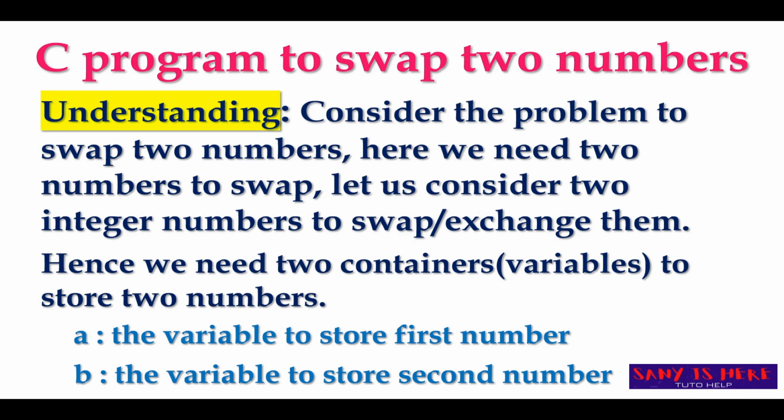Variable is a container where we can store numbers. Let us say A be the variable to store the first number and B be the variable to store the second number. Okay, got it? These are the requirements.